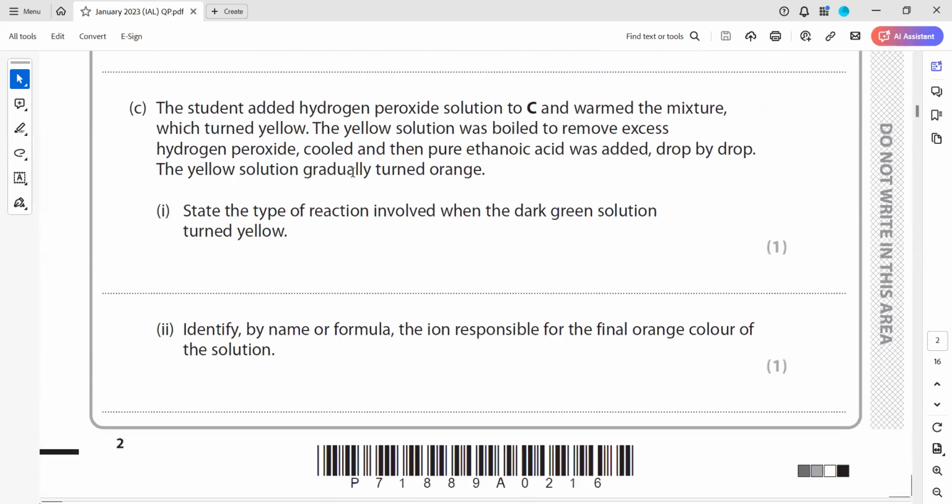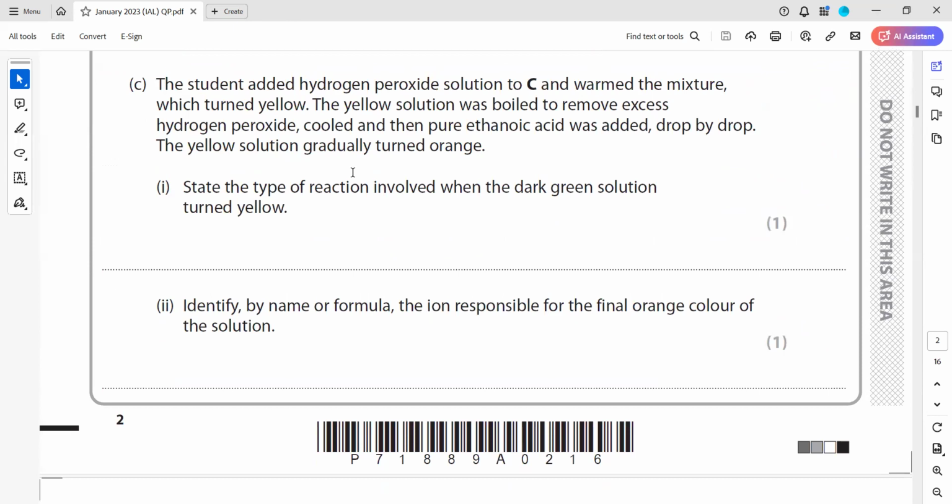In part C, the student added hydrogen peroxide. Hydrogen peroxide is an oxidizing agent. It oxidizes the substance. The solution C was warm and then it turned yellow. The yellow solution was boiled to remove excess hydrogen peroxide, because hydrogen peroxide decomposes into water and oxygen. So if we heat it, it will decompose fast. And we cooled it and then ethanoic acid was added.